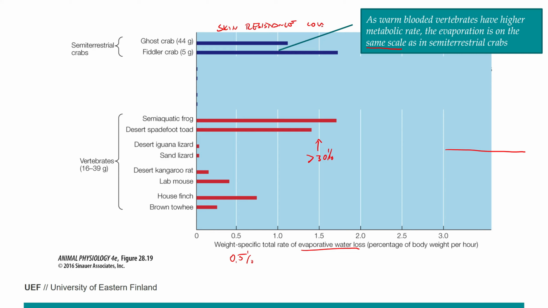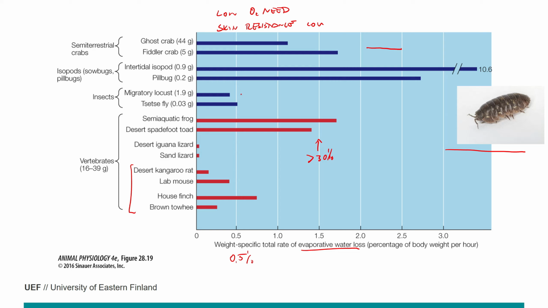So the respiration is lower also, and that is the problem in these mammals and birds, that because we have high body temperature, we need so much oxygen. That's why we have much higher evaporation of water. And then in different invertebrates, we have few insects that are very good in saving water, but this is not very typical.